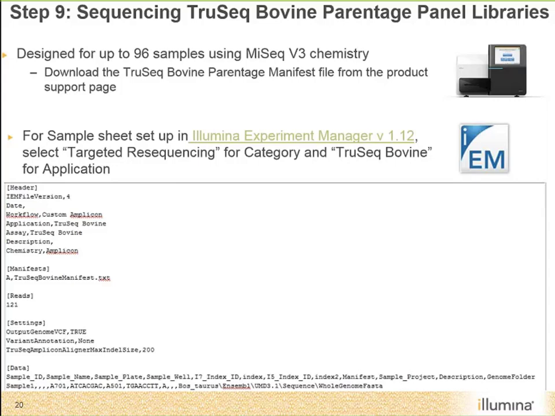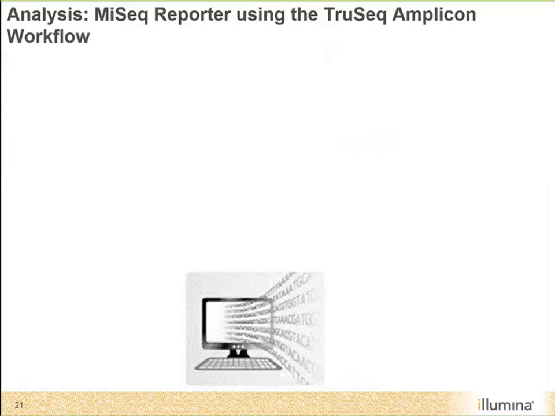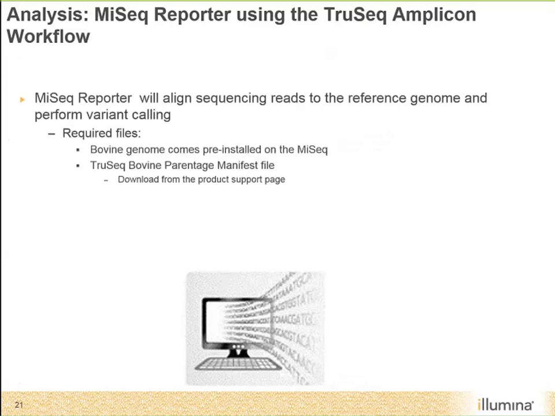Once your sequencing run is completed, we then use the MiSeq Reporter that's on board the MiSeq instrument, using the TruSeq AFRICOM workflow, to take those sequence files in FASTQ format and generate genome VCF files. MiSeq Reporter will align sequencing reads to the reference genome and perform the variant calling. The required files for this portion of the protocol are the bovine genome, which we don't need to worry about because it already comes pre-installed on the MiSeq, and the TruSeq Bovine Parentage manifest file, which we already downloaded when we set up the sample sheet.